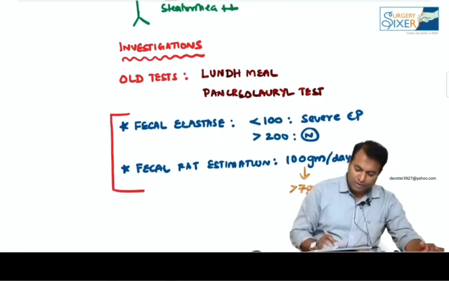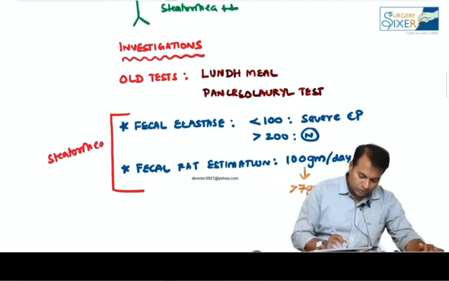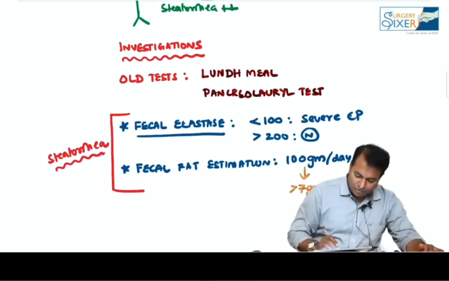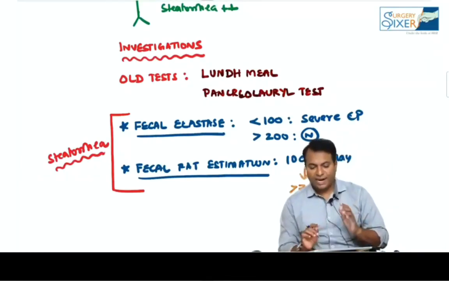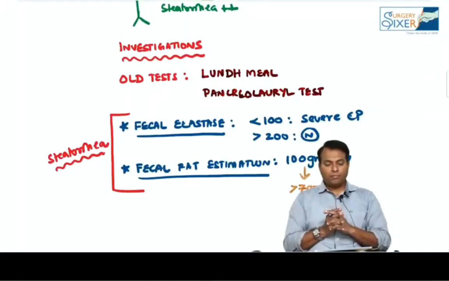So what is the latest method of confirming steatorrhea? It is these two tests. Steatorrhea is nowadays confirmed by fecal elastase level or fecal fat estimation level. We can confirm the steatorrhea by doing these tests.